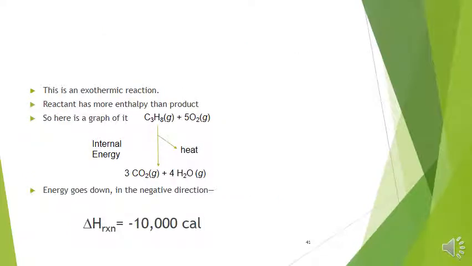Okay, this is an exothermic reaction. The reactant has more enthalpy than the product. So this one has 10,000 more than this one down here. So this number here is 10,000, which is the difference between these two.